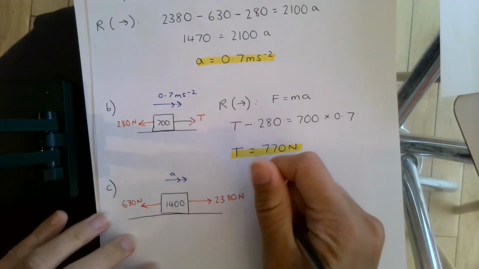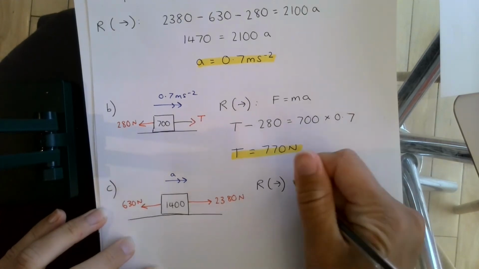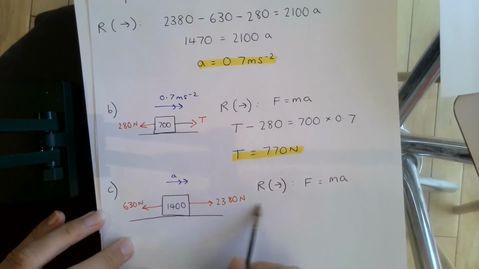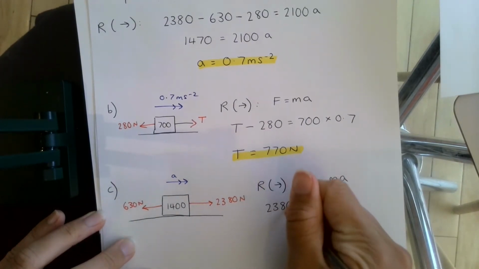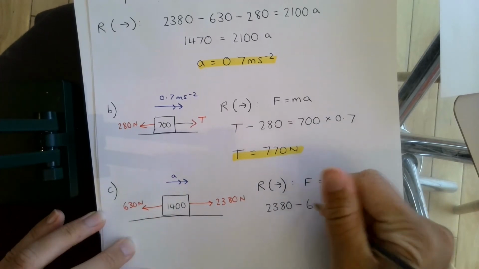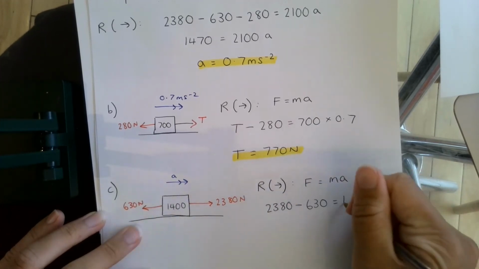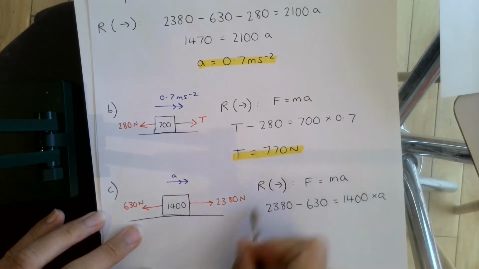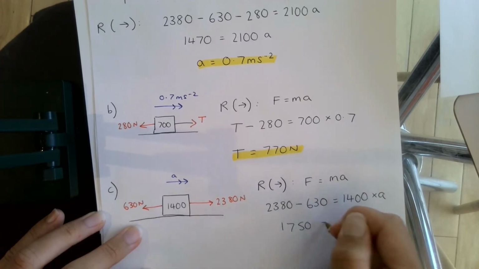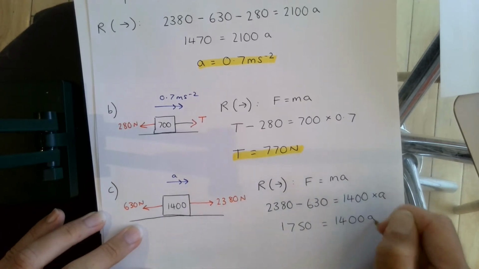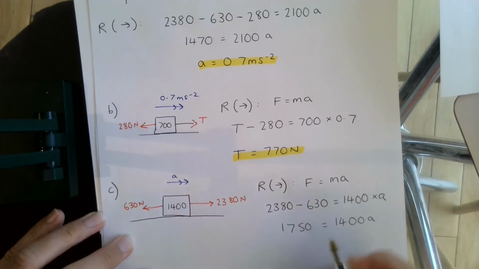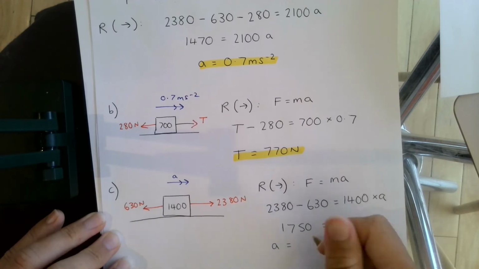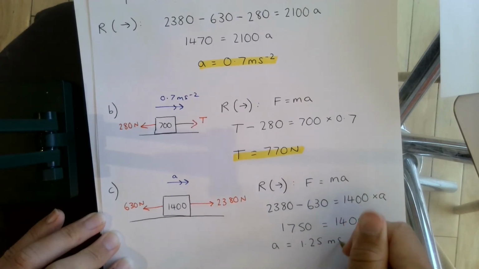I'm going to do the same as I did in part B. I'm going to resolve to the right, and I know that the resultant force is equal to the mass times the acceleration. To the right, I've got 2,380. Take away 630, acting to the left, equal to 1,400 multiplied by the acceleration. This is 1,750, so 1,400a is equal to that. And therefore I can divide by 1,400 to get that the acceleration is equal to 1.25 meters per second squared.